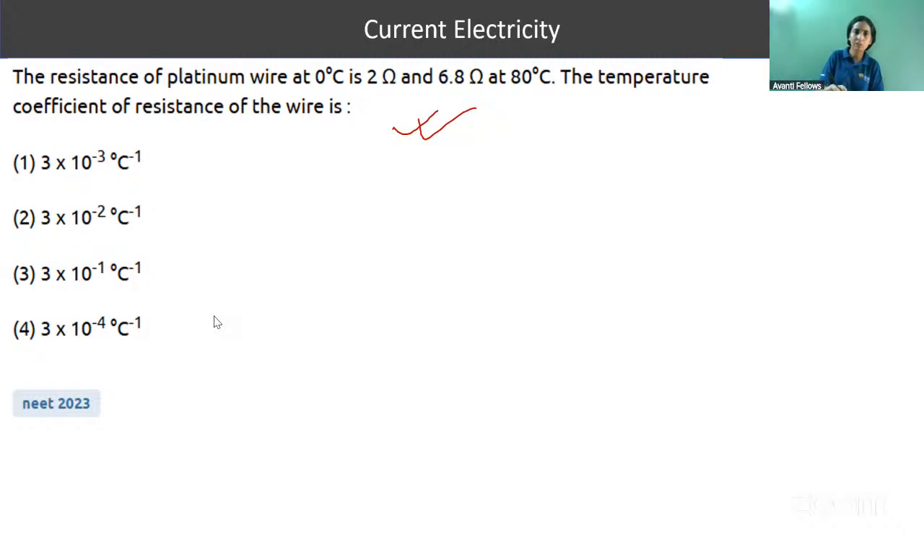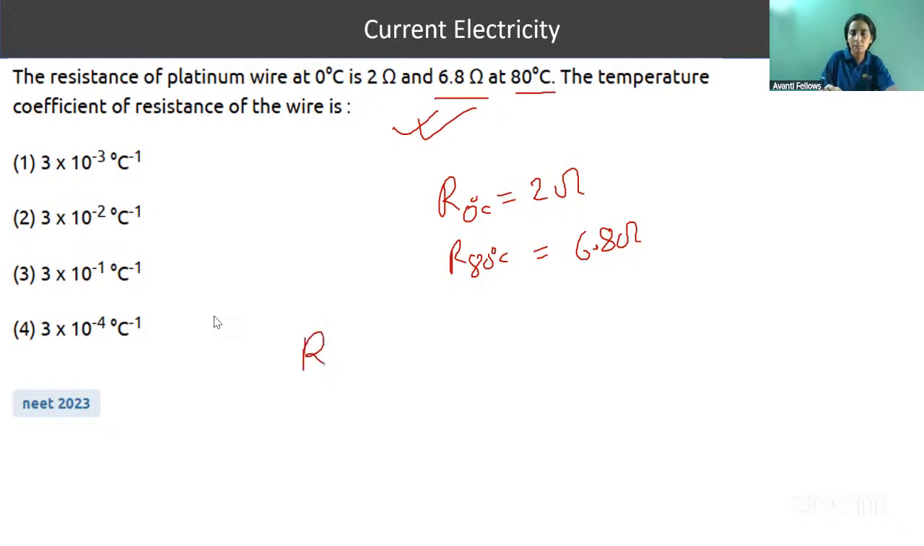Let's check now. There is nothing to do in the question. You have to just put in the formula and get the answer. What is the formula? Resistance of platinum wire at 0 degree centigrade is 2 ohm. So the value of R naught is 2 ohm, that is, at one temperature, that is 0 degree, it is 2 ohm, and 6.8 ohm at 80 degree centigrade. We have to find the temperature coefficient. So look, I told one formula: resistance value at any temperature T is equal to resistance value at temperature 0 degree, or at one temperature, into 1 plus alpha delta T.